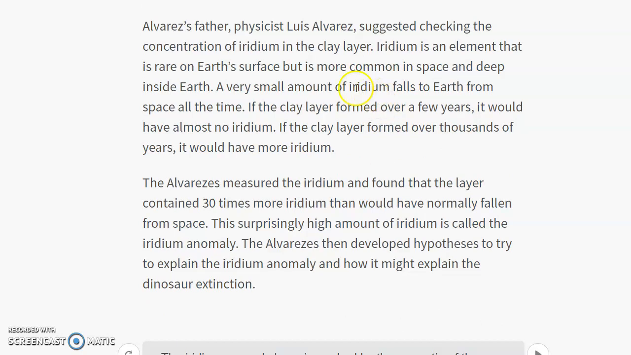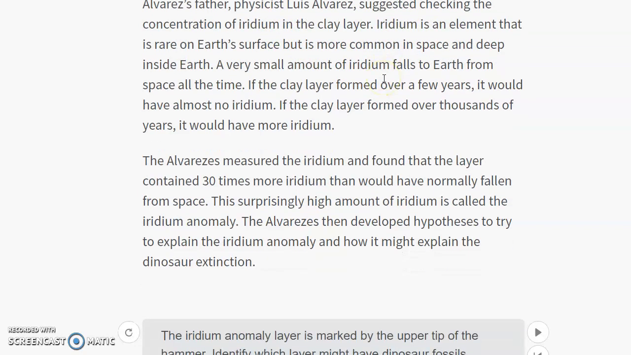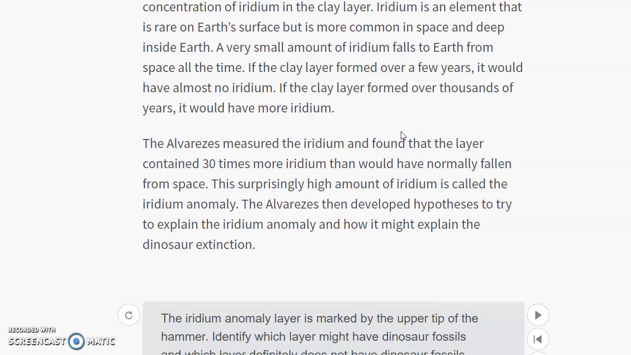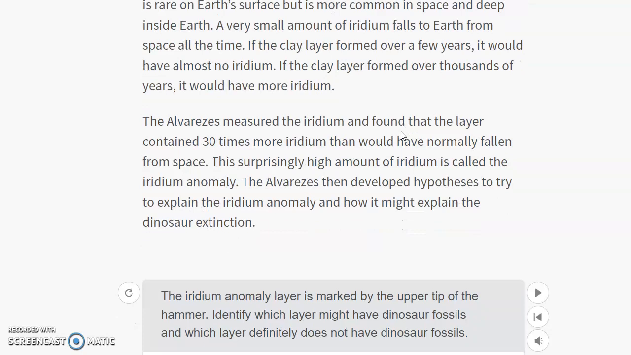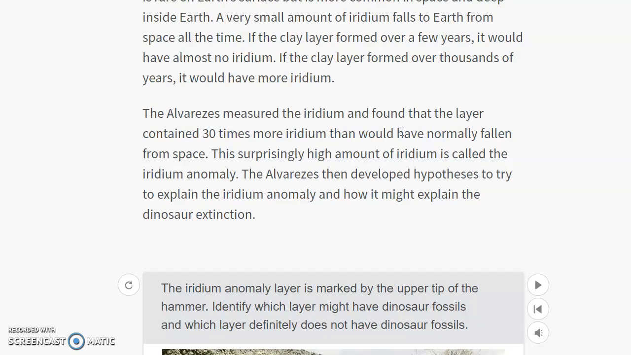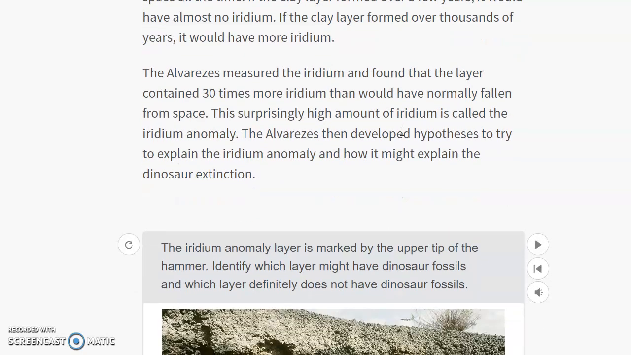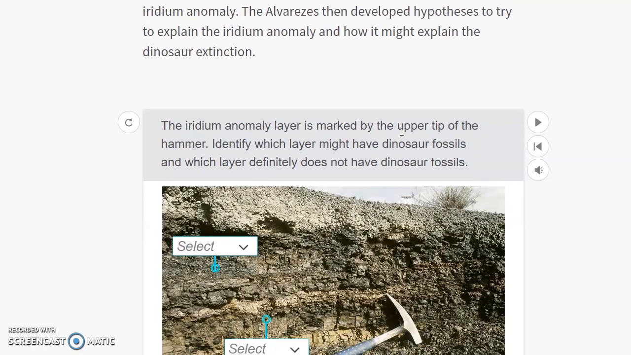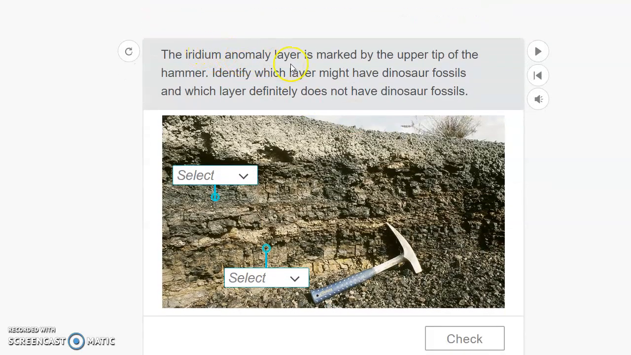So you have to think about iridium, and I've never heard of iridium until now, but iridium is an element that is really rare, and there's only a small amount falling to Earth. So if there was like a little bit, that means there's like a few years. But if there's a lot of iridium, that means it actually happened over a very long amount of time. So this anomaly is marked by the upper tip of the hammer.